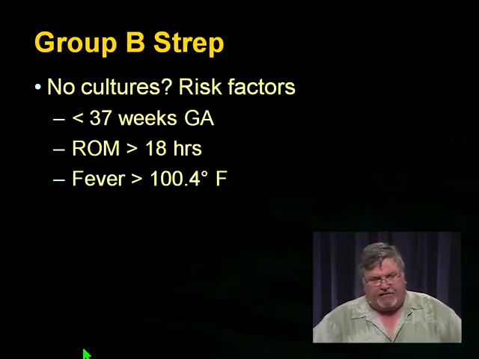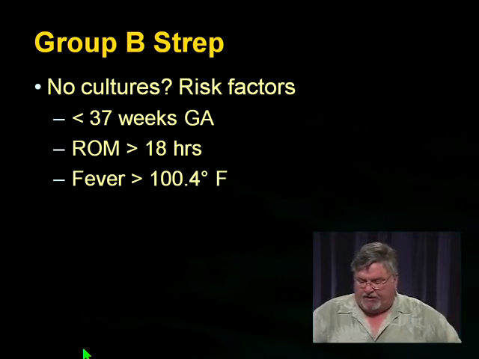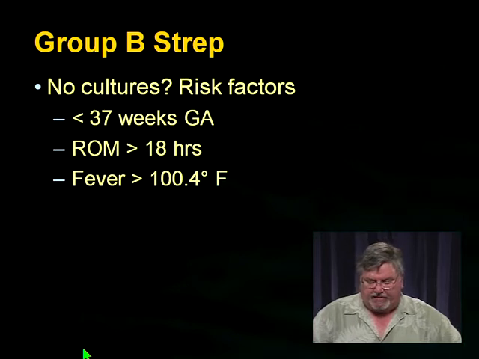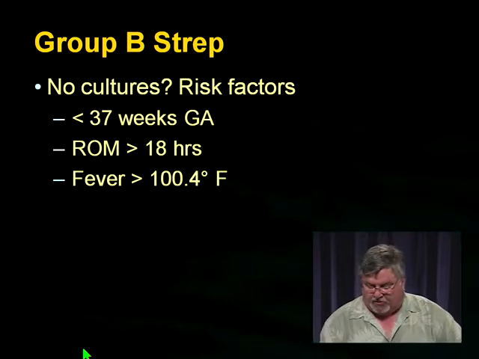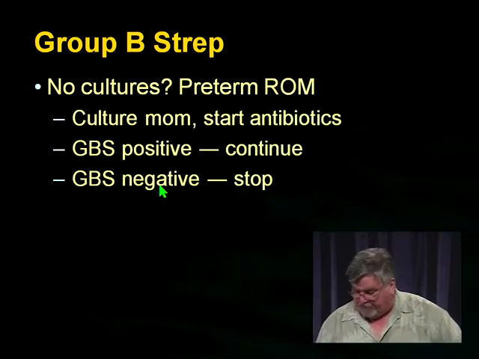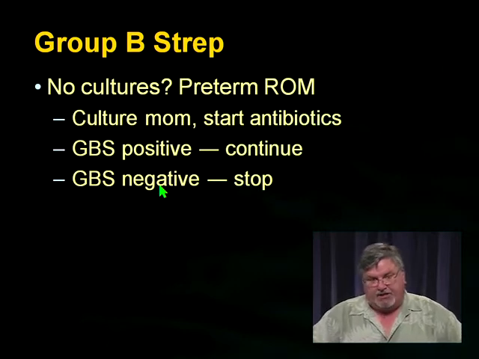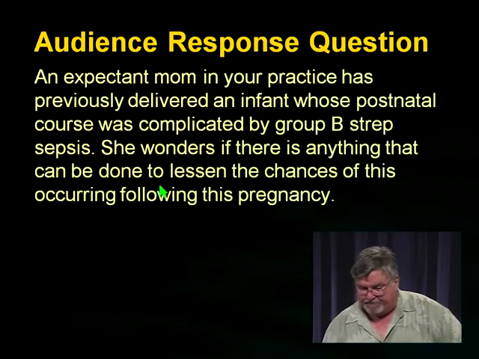What happens if you don't have cultures? You look at risk factors for deciding who needs to be prophylaxed. So generally, we prophylax everybody with no cultures who's less than 37 weeks, who has rupture of membranes greater than 18 hours, or who has a fever. No cultures and preterm rupture of membranes. Generally, we culture the mom at that point and start antibiotics as if she were positive. If she turns out to be positive, we continue them. If she turns out to be negative, we stop.